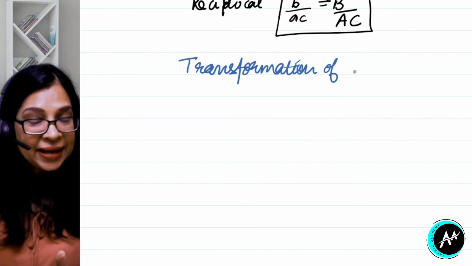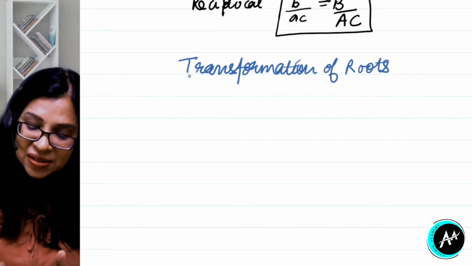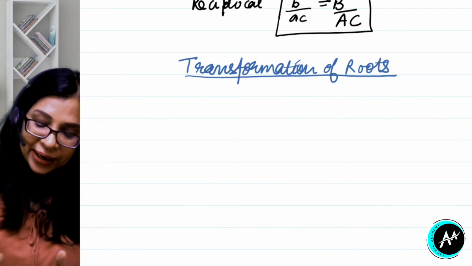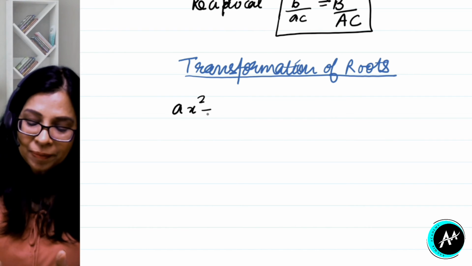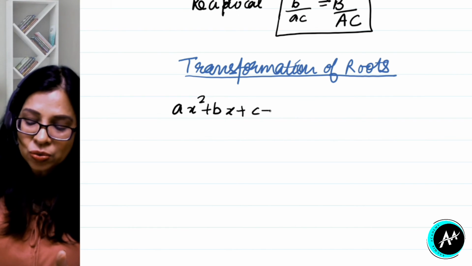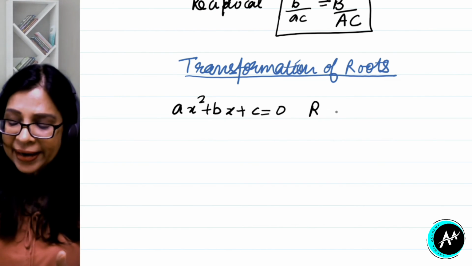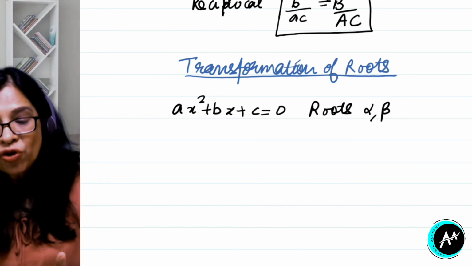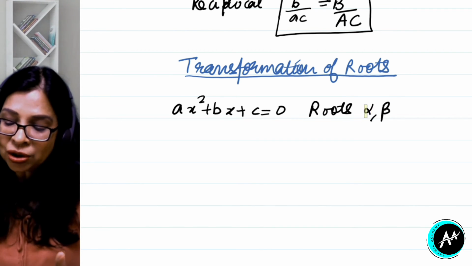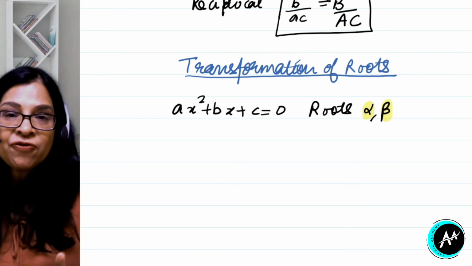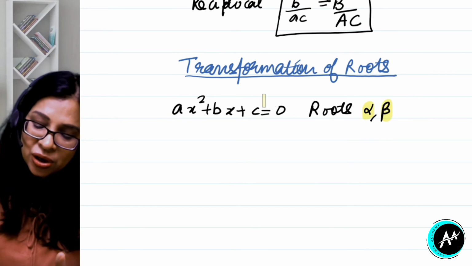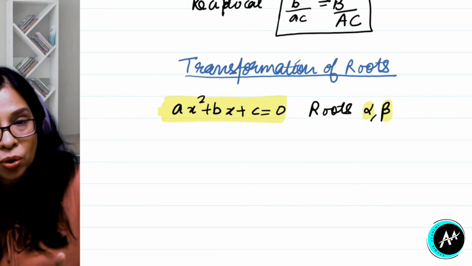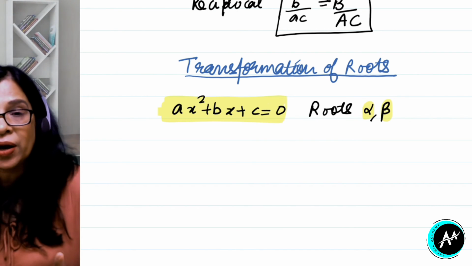As you can see from the word transformation, we are going to change the roots. Suppose I have the standard quadratic equation ax square plus bx plus c equal to 0, and suppose its two roots are alpha and beta. Transformation of roots means I'll be changing the roots alpha and beta. If you change the roots, obviously the equation is also going to change. So we will see that if we make changes in the roots, what will be the changes in the equation.